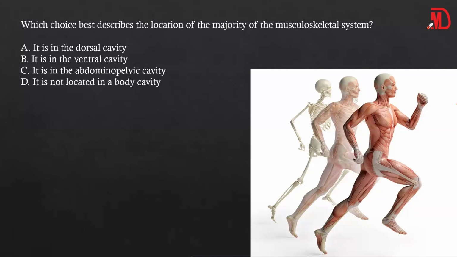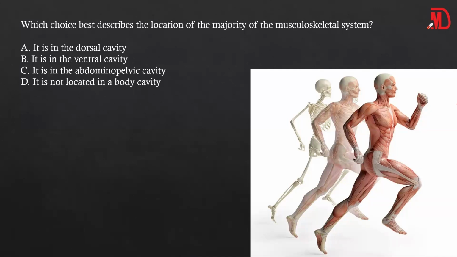Now, this musculoskeletal system is primarily located outside of the body cavities. It is located outside the body cavities, embedded within the body wall and the limbs. So you find it within the body walls and the limbs.